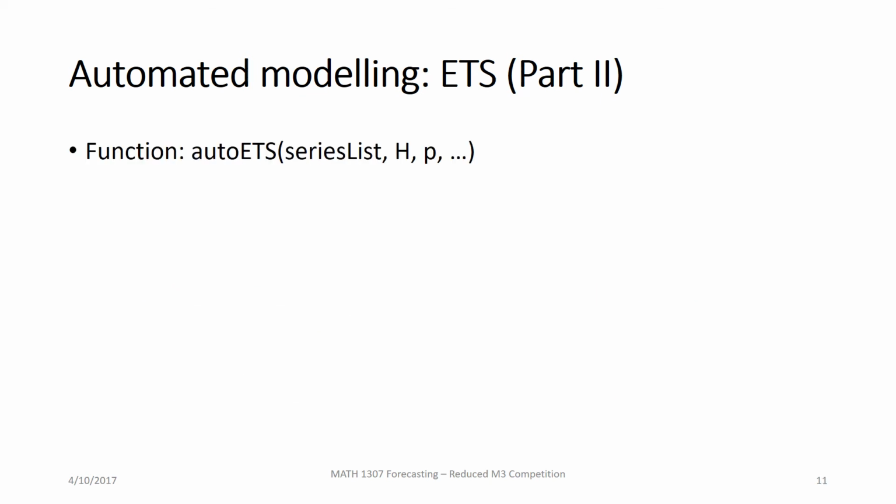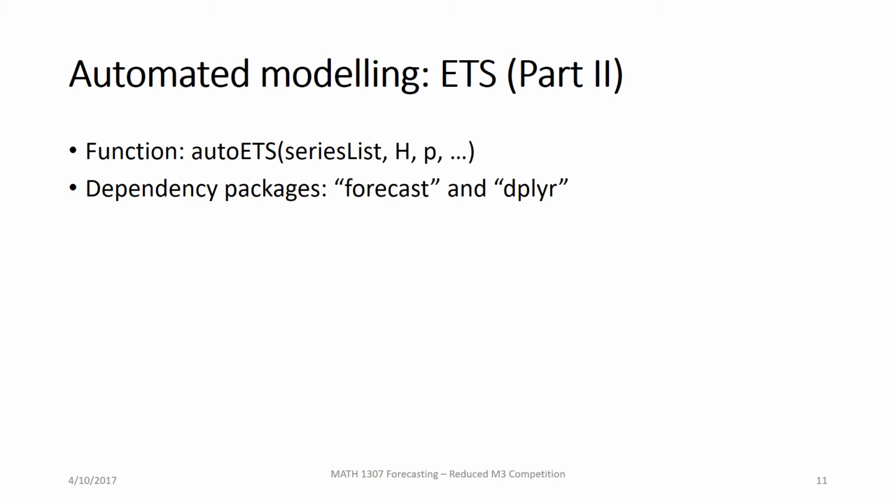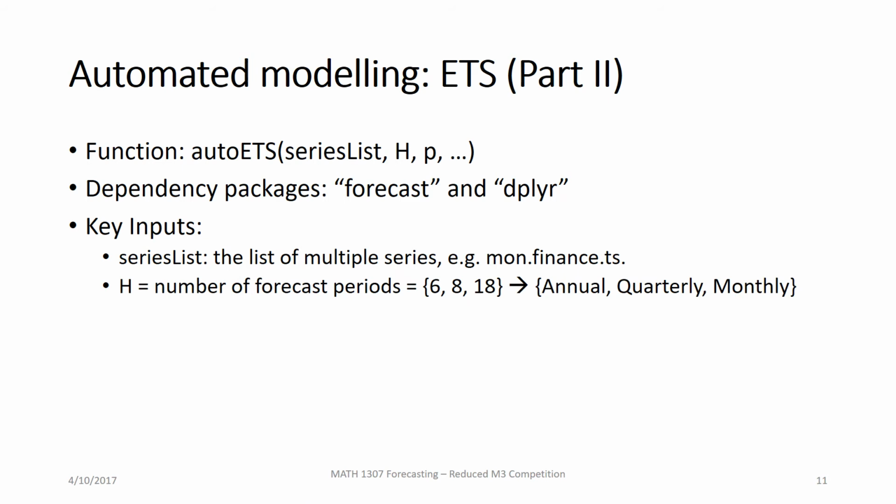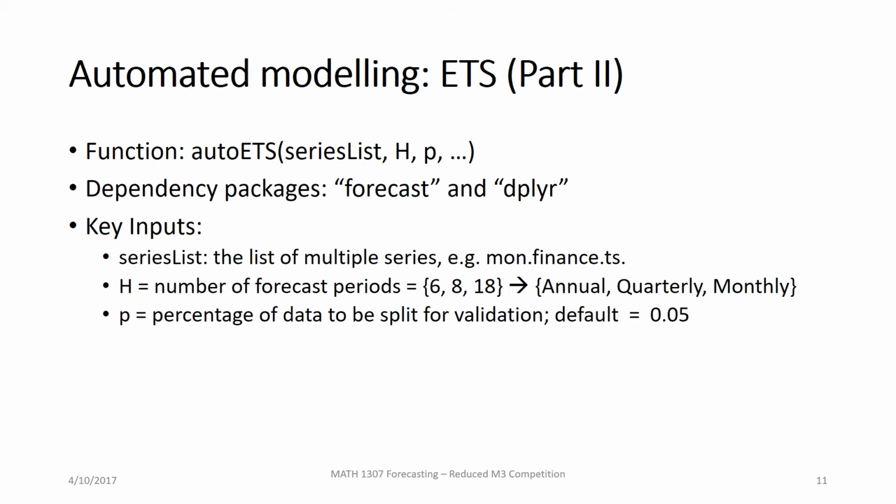To automate the p-val process, we wrote a function called AutoETS, which depends on the ETS function from the forecast package. This function depends on 3 key inputs. The first is a list of multiple time series. The second is the whole forecast period. In this case, we pick 6, 8, and 18 for the annual, quarterly, and monthly series. The last is the percentage of data to be split for the validations. In this case, we pick 5%.